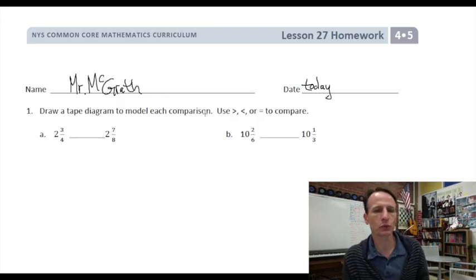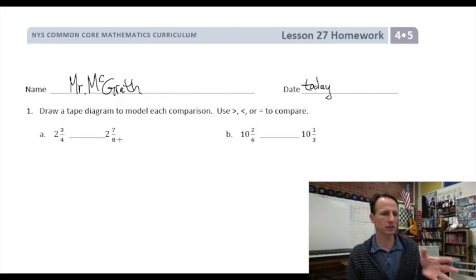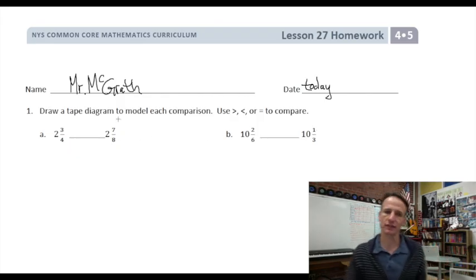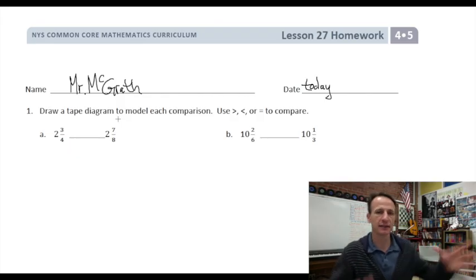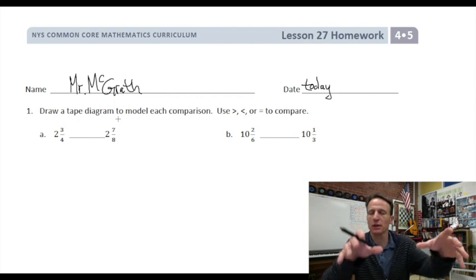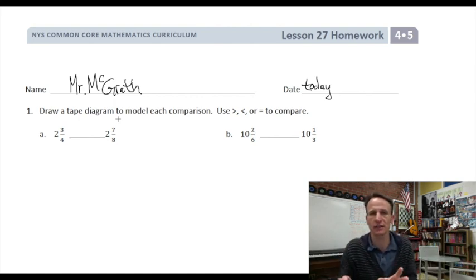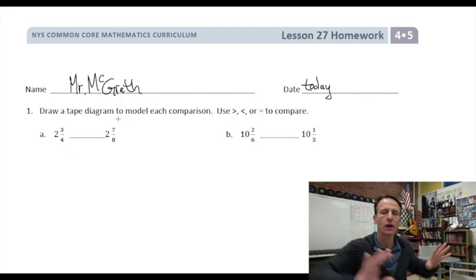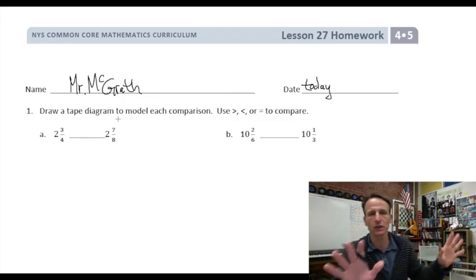All right, so looking at this first one, in fact, look at these two together. Notice that this one is 2 3/4, 2 7/8. And over here we have 10 2/6, 10 1/3. What we can do with this, right? Think of this as pie. So here we have 2 whole pies and 3/4 of another, and then we're comparing that with 2 whole pies and 7/8 of another. Really, those 2 whole pies and the 2 whole pies that we're comparing, we could just set those aside because we know they're equal.